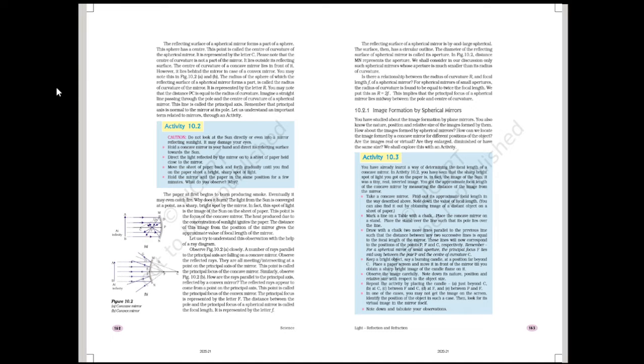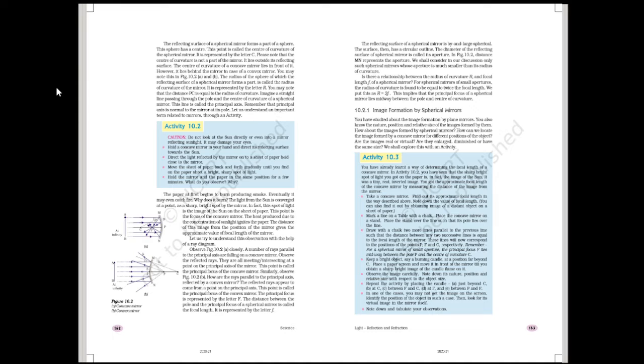The principal focus is represented by the capital letter F, and the distance between the pole and the principal focus of a spherical mirror is called the focal length, and it is represented by the small letter f. Now the reflecting surface of a spherical mirror is a part of a sphere and has a circular outline. The diameter of the outline of the reflecting surface of a spherical mirror is called its aperture.